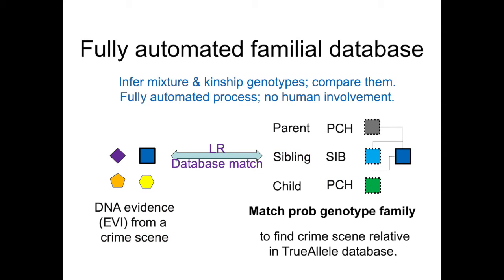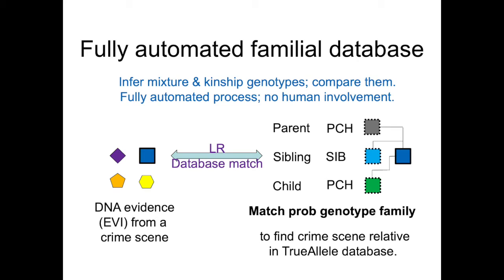We have shown the vision of a fully automated familial database, of the kind that Cybergenetics implemented for the World Trade Center disaster 15 years ago to identify human remains. The idea is to infer mixture and kinship genotypes up to probability and compare them. It's a fully automated process, there need be no human involvement.